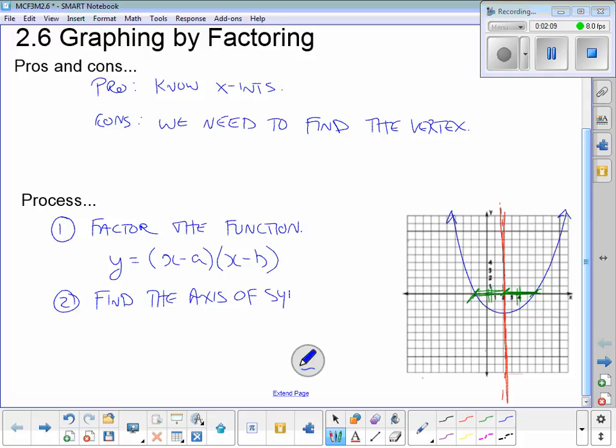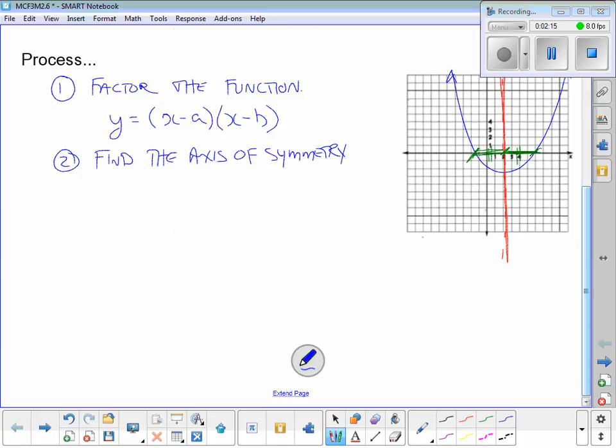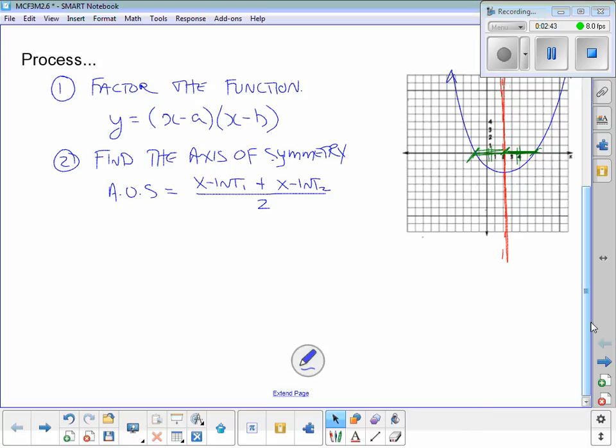Now some of you are going to be able to look at it and say, okay, middle is 3. Some of us, not so easy. So to find this, the axis of symmetry is equal to your first x-intercept plus your second x-intercept, divided by 2. And again, I'll show you an example. So that will find us the red line. It will find us the axis of symmetry. Our vertex is located on the axis of symmetry.